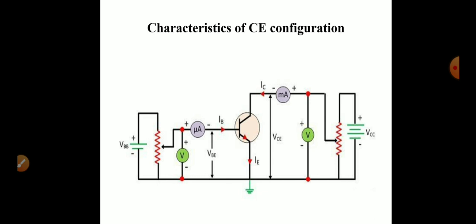This is the circuit of common emitter configuration. In common emitter configuration, the emitter terminal of a transistor is taken as common to input and output. Input is given to the base emitter terminal and output is taken from the collector emitter terminal.